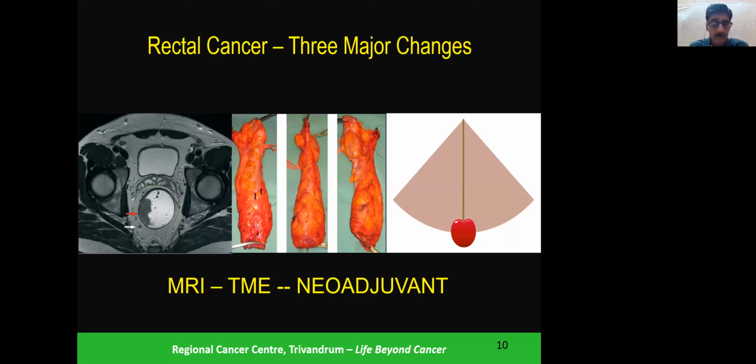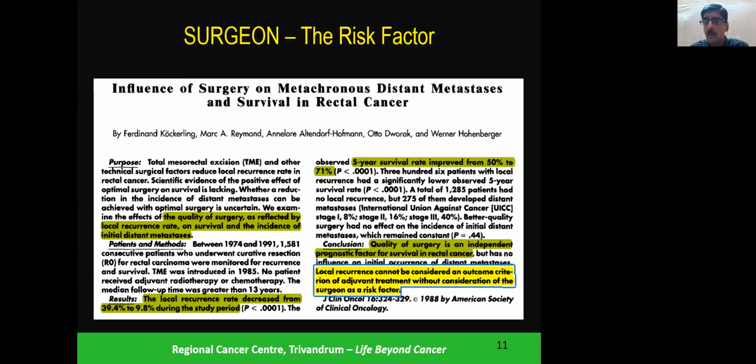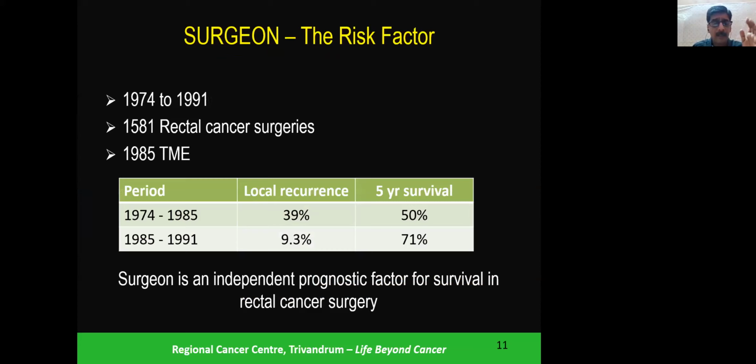Now, the second thing that I would like to focus on is the surgical evolution that has taken place. As surgeons, we would all know that in rectal cancer surgery, TME is the buzzword and TME is the way forward. Again, this is a paper published in the 1980s from the Hohenberger group. Hohenberger is a famous German surgeon. They started operating on rectal cancers in 1974 and continued till 1991. They compiled all the data of patients operated during this period, and you can see that there are 1,581 rectal cancer surgeries done from 1974 to 1991.